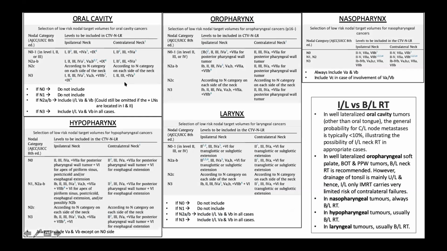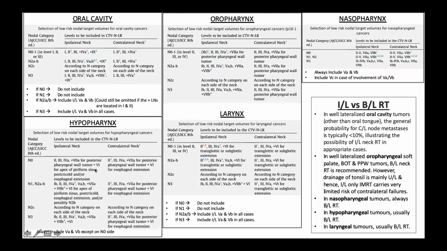So we'll see what the indications are for treatment of level 5. For oral cavity, in a case of N0 and N1, we do not treat level 5. In case of N2A and N2B, that is ipsilateral nodes, we'll include ipsilateral 5A and 5B, which we could still consider omitting if the positive lymph nodes are higher up in level 1 and level 2. And if there are N3 nodes, then ipsilateral 5A and 5B should be treated in all cases.